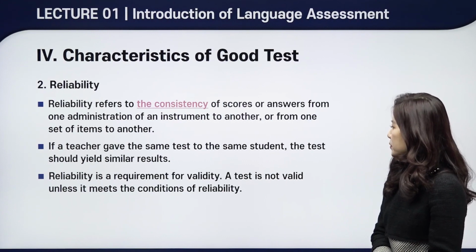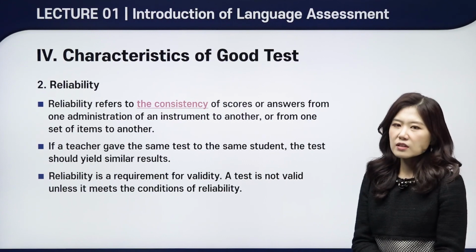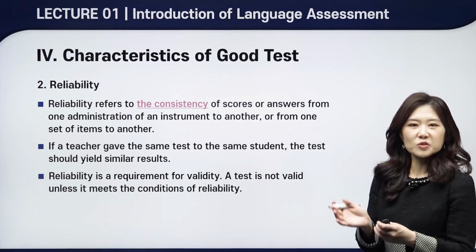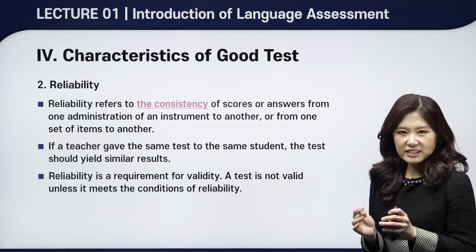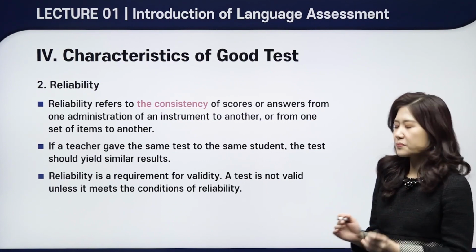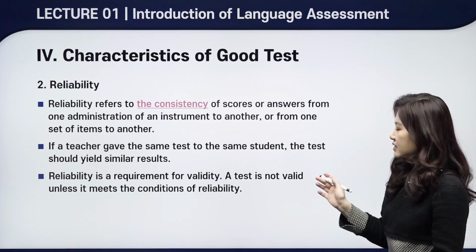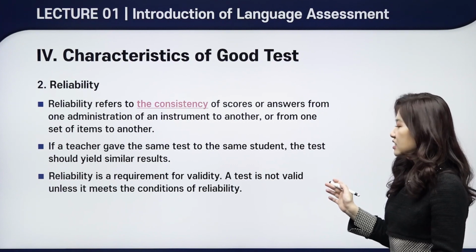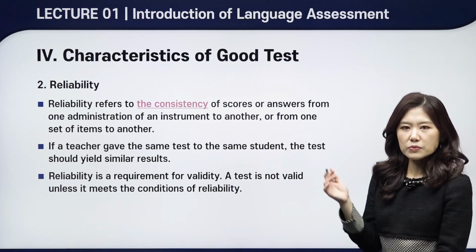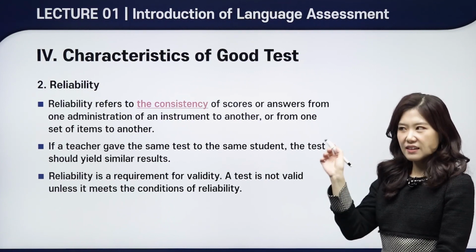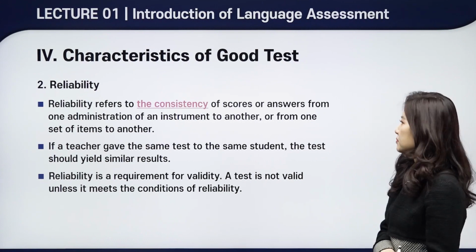Reliability is a requirement for validity. In other words, in order for a test to be valid, the test should be reliable first. So a test is not valid unless it can first meet the conditions of reliability. So just remember this. Reliability, check. If it passes, then check validity.